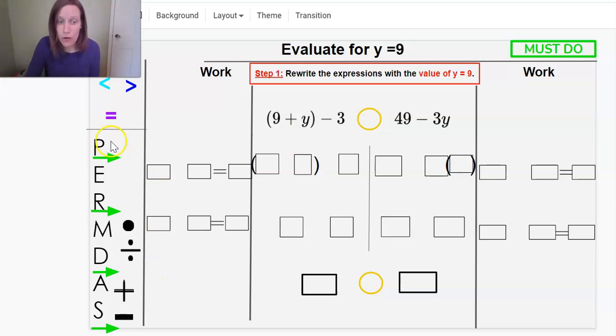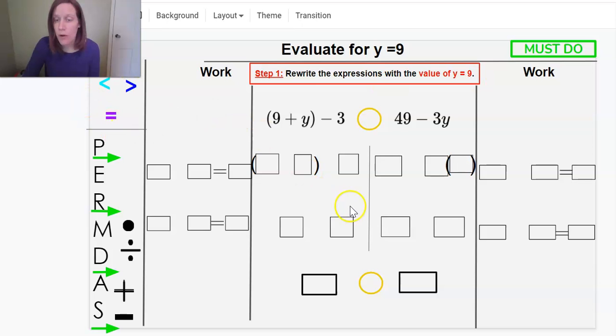And then we're going to use order of operations to simplify that value down to just one number. We're going to do this twice. We're going to do it with the expression on the left, and then we're going to do it with the expression on the right. And when we get done, we will know: is the expression on the left less than the expression on the right? Is the expression on the left greater than the expression on the right? Or are the two expressions equal to one another when y equals 9?